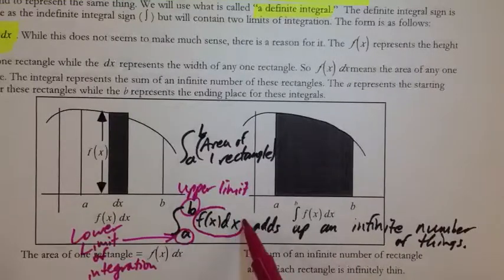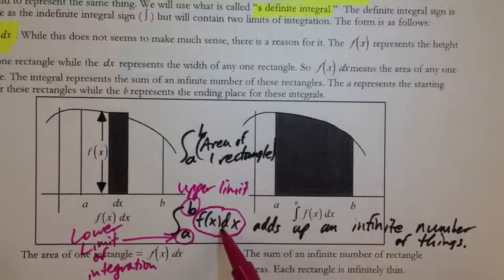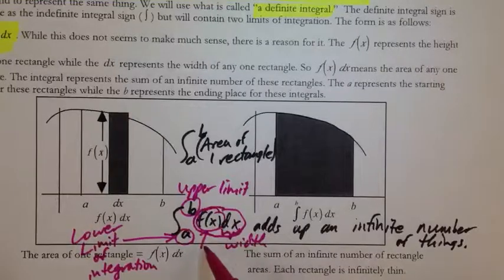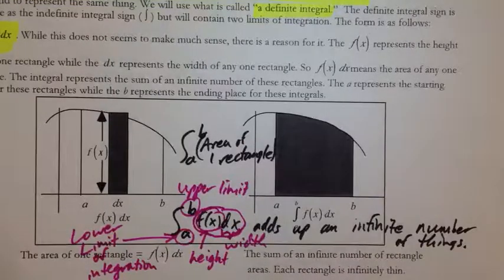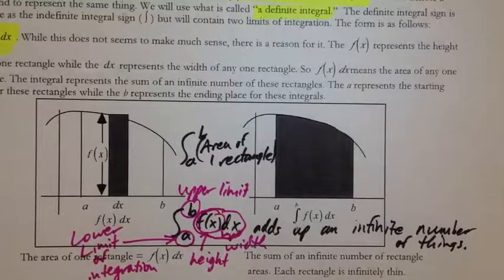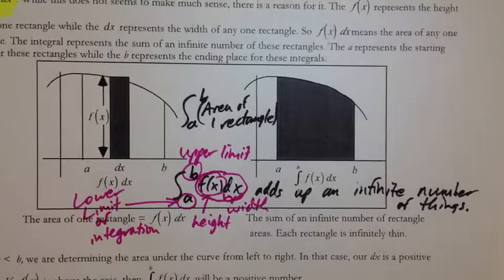And this right here represents the area of one rectangle, where the width of the rectangle is the dx, and the height of the rectangle is the f of x. So all you really need is to find one rectangle. We'll continue to look at that in section 5.4 as well.